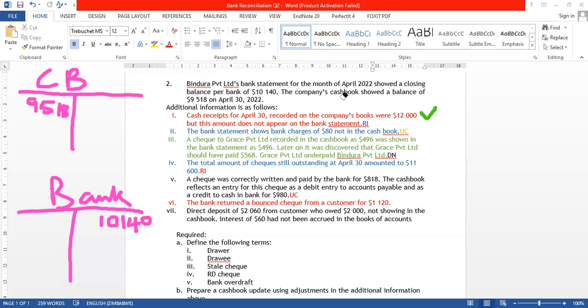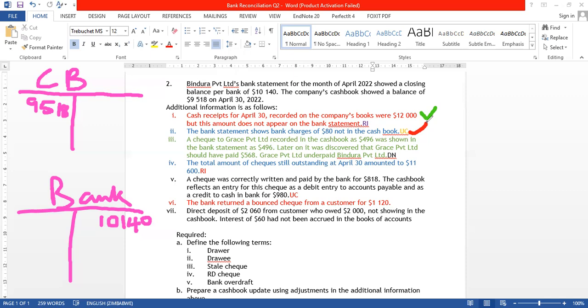Why? Because this transaction was included in the bank. It's already here in the bank, but it is not in the cash book. So because the cash book is ours, we can change it anytime. So we are going to update the cash book. This is why you see I have written UC to update the cash book. Is that clear to everyone? Yes.